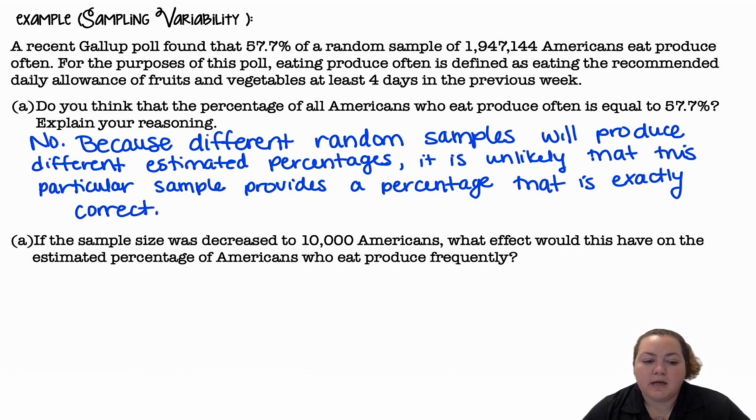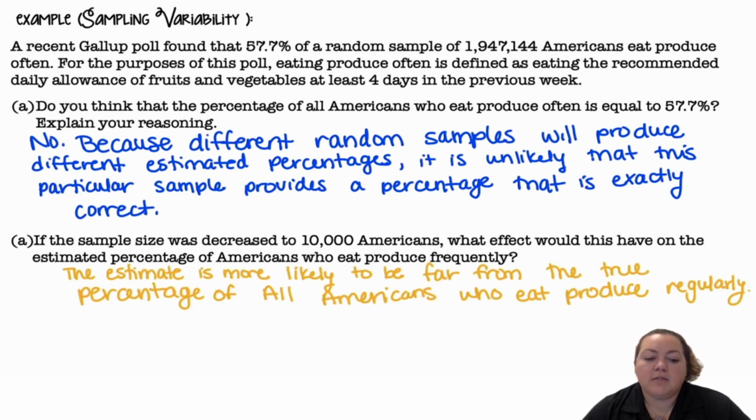If the sample size was decreased to 10,000 Americans, what effect would this have on the estimated percentage of Americans who eat produce frequently? So the estimate is more likely to be far from the true percentage of all Americans who eat produce regularly. So as I increase my sample size, I get closer to the true value. And if I take a larger sample, it's going to get more accurate results.